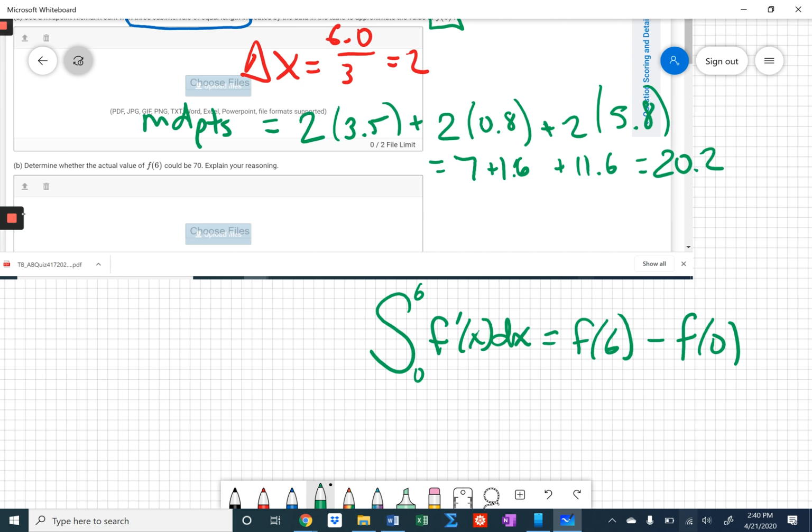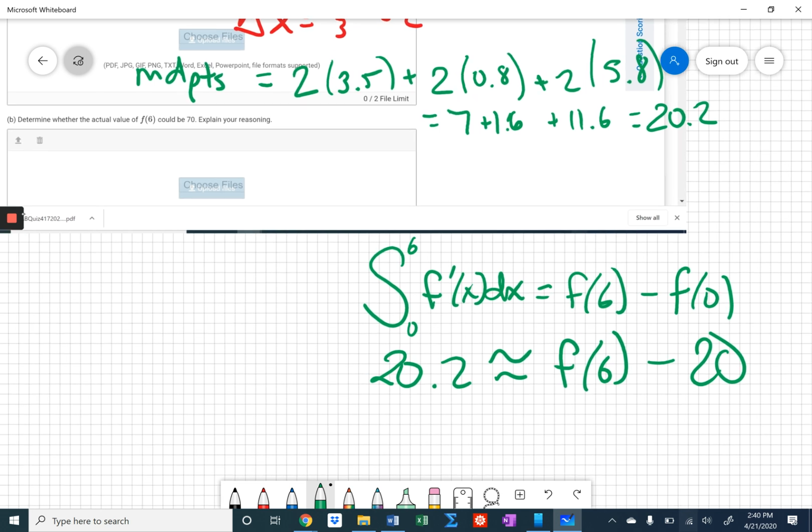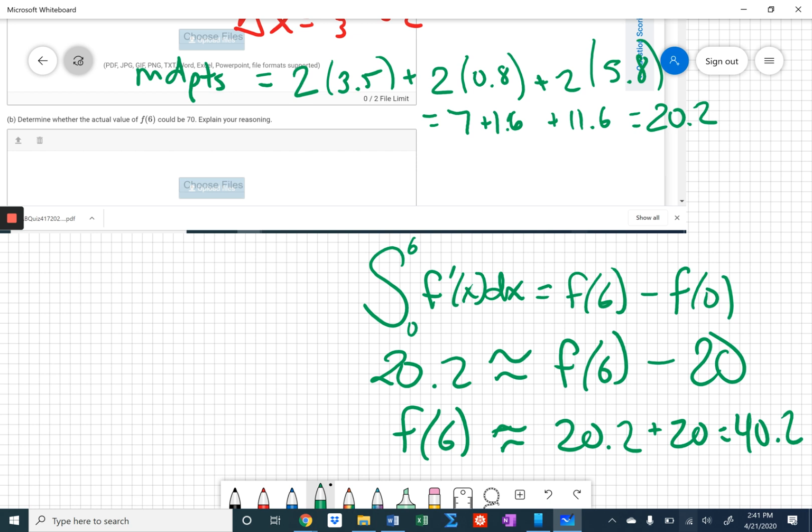Well, I just approximated the integral part. That's our midpoint Riemann sum. So 20.2 is approximately equal to whatever f of 6 is minus whatever... wait, they told us f of 0. That's 20. So f of 6 has to be approximately 20 plus 20.2, or 40.2. And that's where a lot of you went wrong.